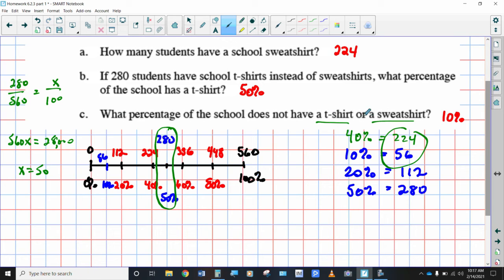This is implying that students have either t-shirts or sweatshirts but don't have both. Okay, because some of them technically could have both a t-shirt and a sweatshirt, but let's just go with it. So we know that you've got 50% and 40%, which only leaves 10% for the remaining students that don't have either.